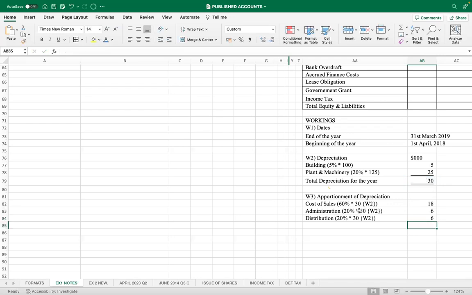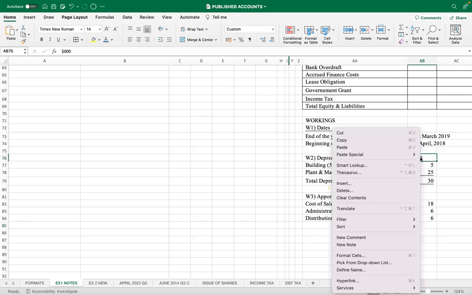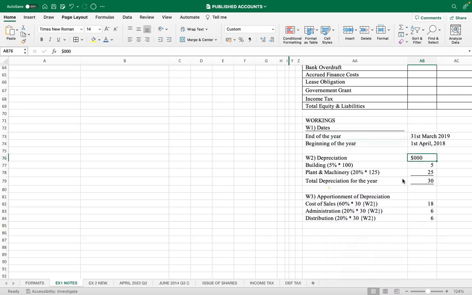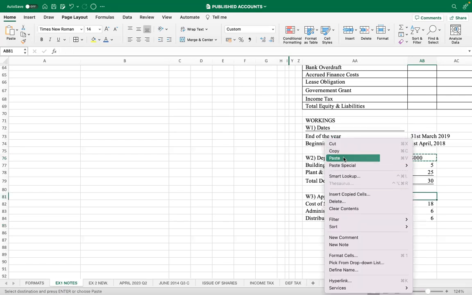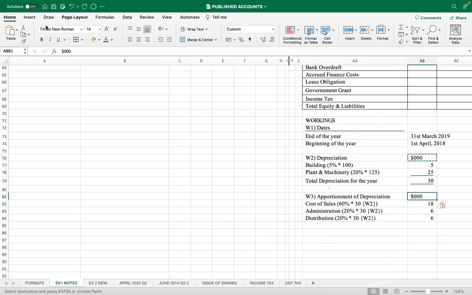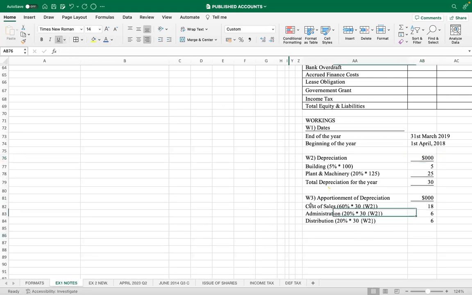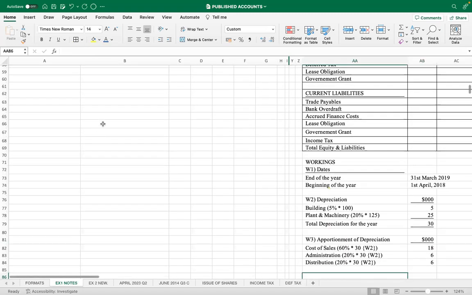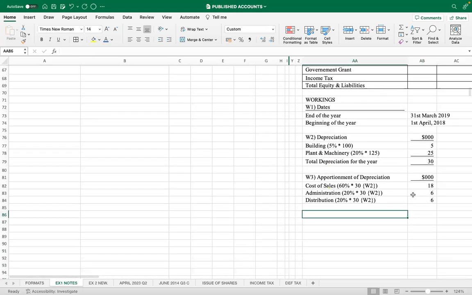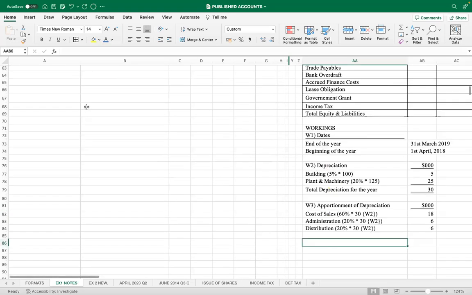So remember, when we are looking for cost of sales, there will be a depreciation there. So we are working in thousands. Let's not forget, we are working in thousands. So that is working 3. We are done with working 3. So every working earns you some marks.